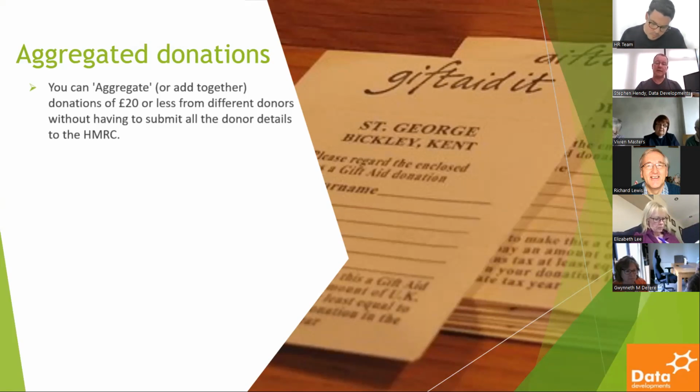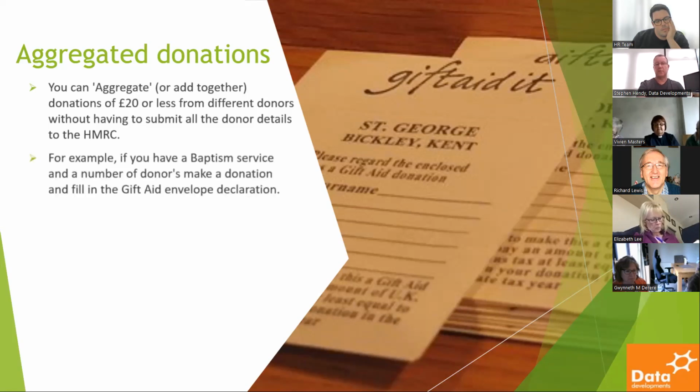instead of having to record each envelope, each donor, each donation amount, you can just total them together. So if you have a service and you have 30 envelopes given at that service, totalling £90, for example, instead of having to enter 30 donors, 30 donations, 30 declarations to be able to claim, you can just say, this aggregated donation total is £90, then put a reference on, so you keep all the envelopes together. It's just one donation amount against an aggregated donor record.